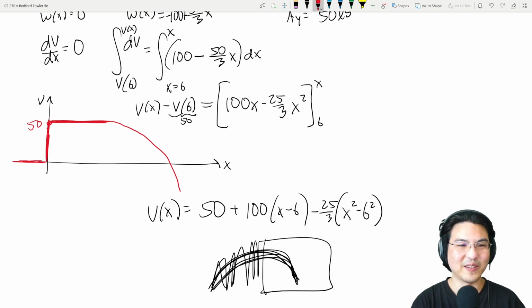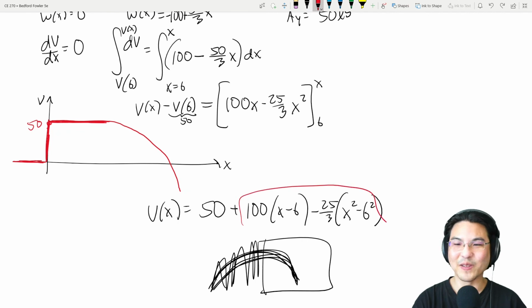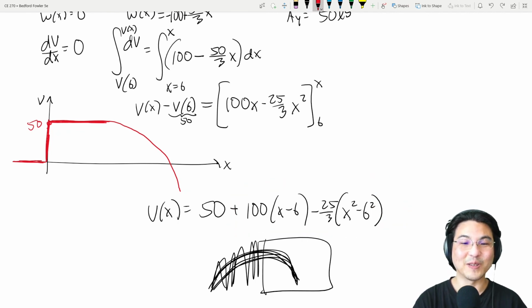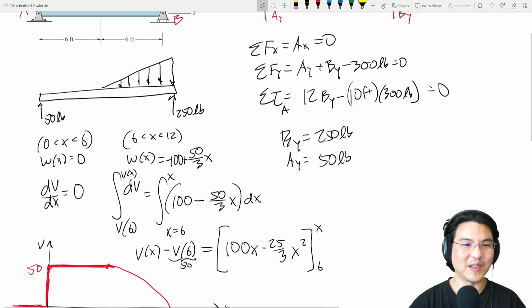And I kind of did one part that I didn't say. At x equals 6, all of this is 0. So at x equals 6, the shear is 50, which is right here. It matches up. And then it's this half of a parabola, so it's going to be concave down like that.